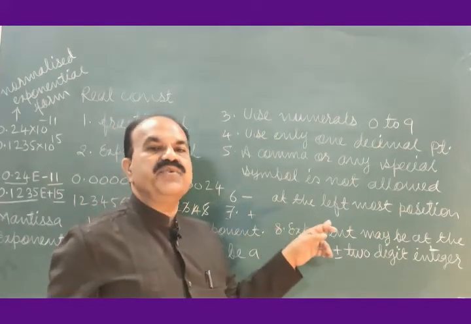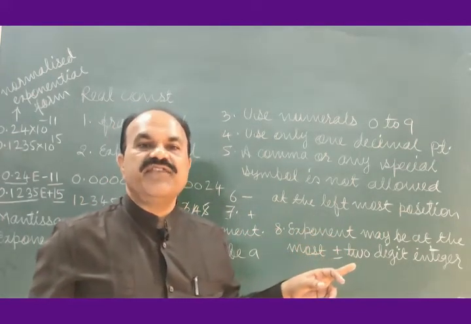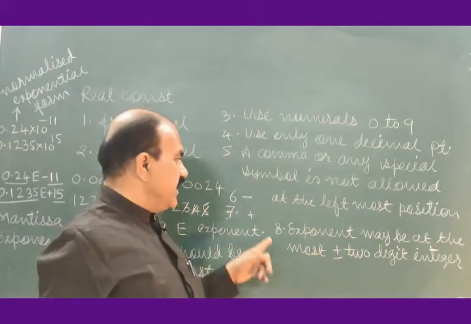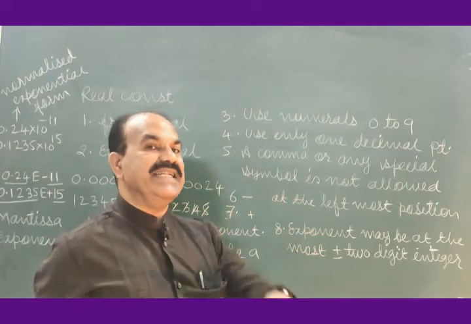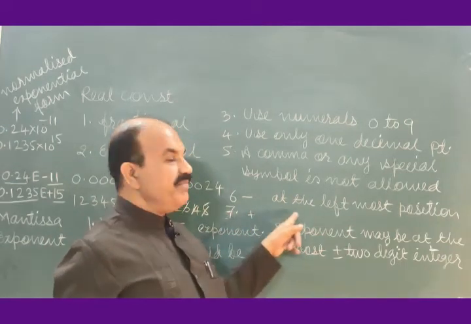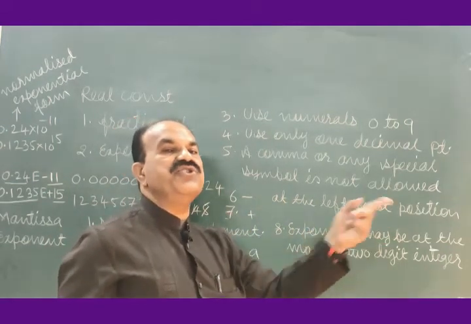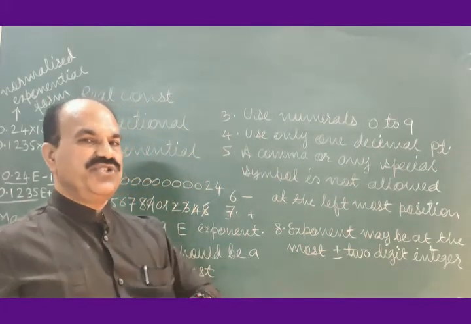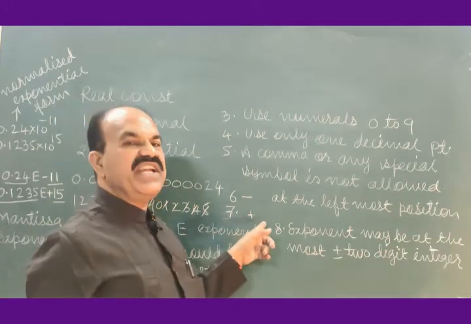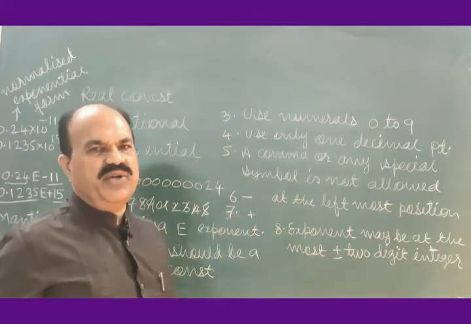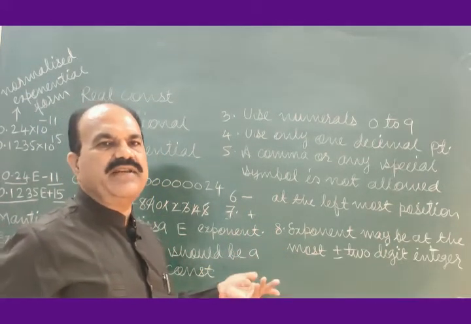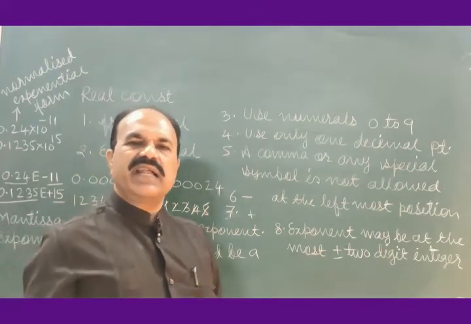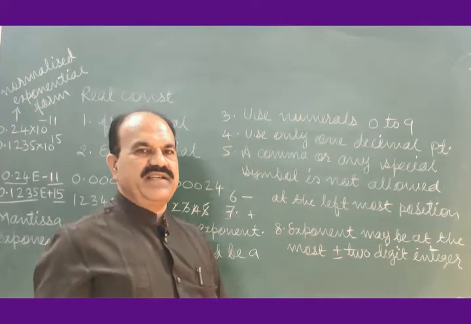Negative sign can be used at the leftmost position of the mantissa if mantissa is negative. Plus sign can be used at the leftmost position of the mantissa if mantissa is positive. Of course, this plus sign is optional. You may or may not use it. If you do not use plus sign, then the Fortran editor will automatically recognize that this is a positive mantissa.